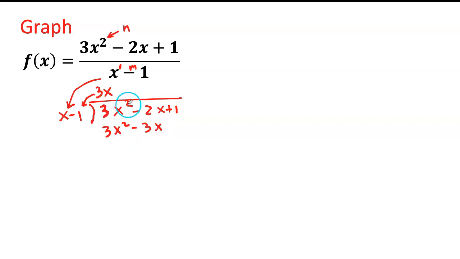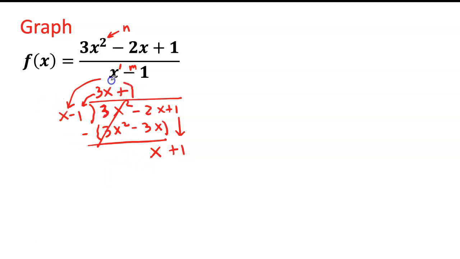Remember, in long division I put a negative here and subtract. 3x squared minus 3x squared cancels out. Negative 2x minus negative 3x becomes positive, which gives me an x. I'll bring down the 1, and now I start over again. x divided by x gives me 1.